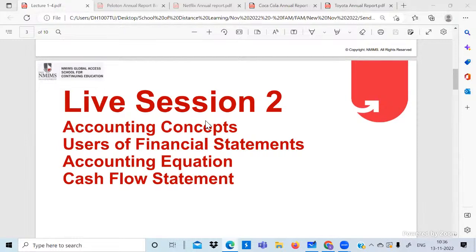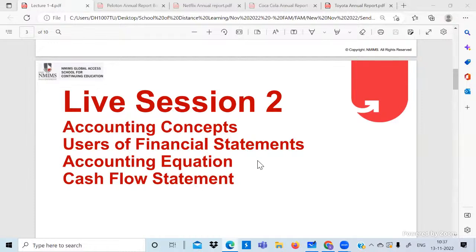Then in the next session, which is live session 2, we will cover accounting concepts. Who are the people who go through the financial statements? We look at what an accounting equation is, and what a cash flow statement is. Today we'll just have a basic intro of the cash flow statement. Next session we deep dive into how you make a cash flow statement and what sort of interpretations you can do with respect to it. We look at a live company, and I'll take you through the cash flow statement of that live company.